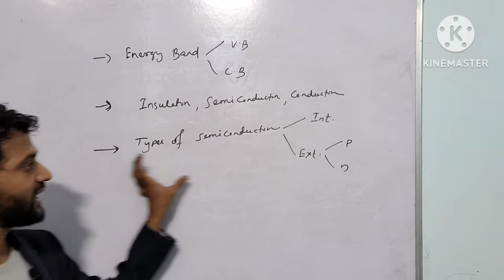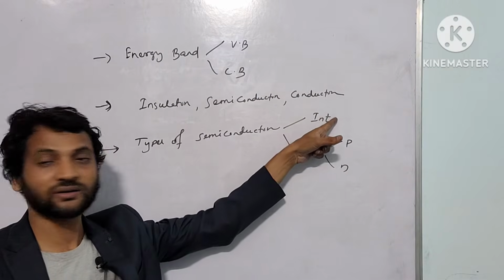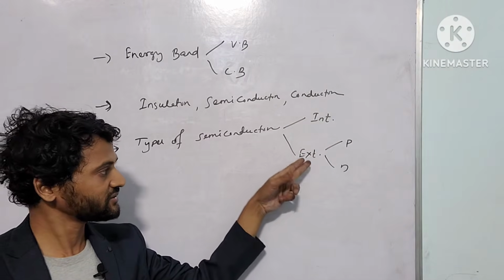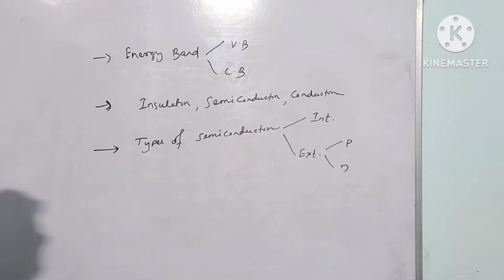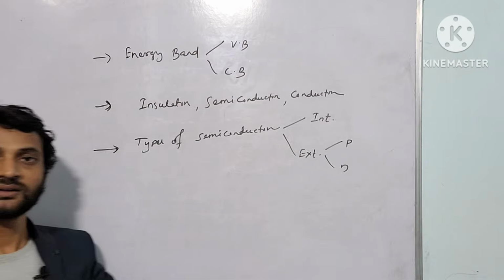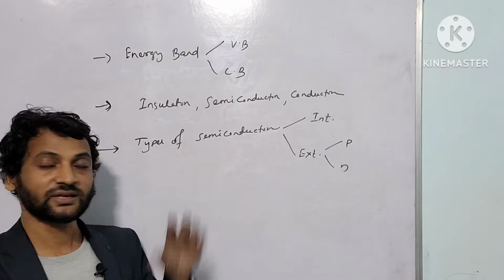Then we'll discuss the types of semiconductor, like intrinsic semiconductor and extrinsic semiconductor. Again, extrinsic semiconductors are of two types, P type and N type semiconductor. We'll be discussing this part in detail. So without wasting time, we'll start the session.